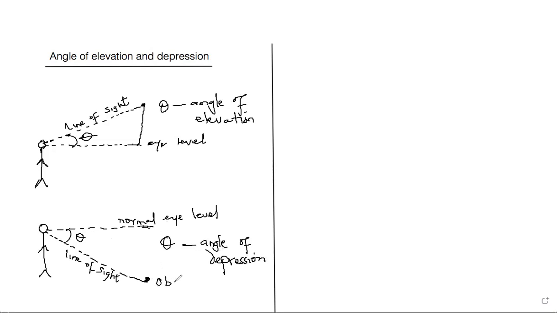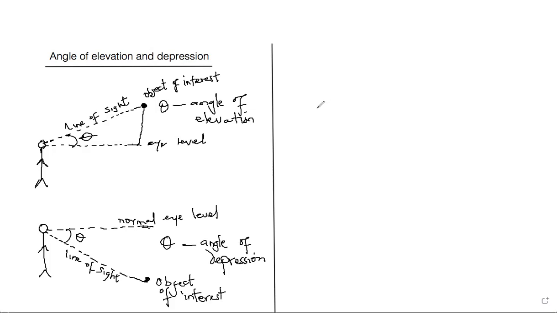So this is the object of interest. That is what I mean by the object of interest: what you are looking at. So here, this is the object of interest. Okay, so that's basically the definition of angle of elevation and angle of depression. There's a kind of relationship between angle of elevation and angle of depression.